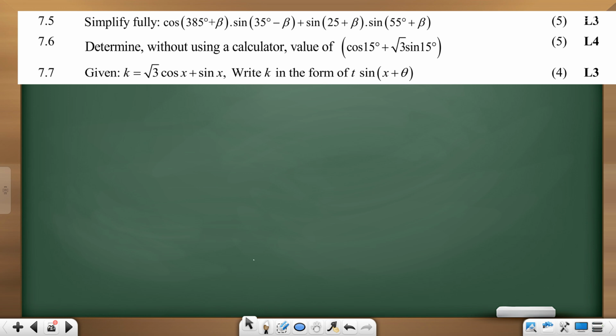15 is 45 minus 30. That's all that we're doing. The rest is story. Or 60 minus 45. You'll still get the same answer. That is all. And then you open, use your formula. You are done. That is all that we need to do.